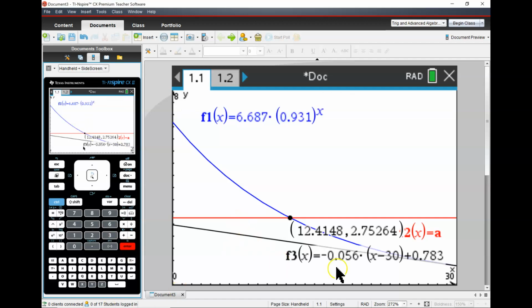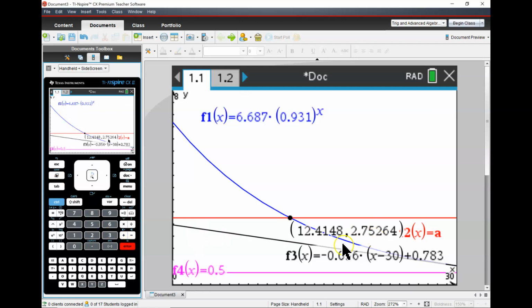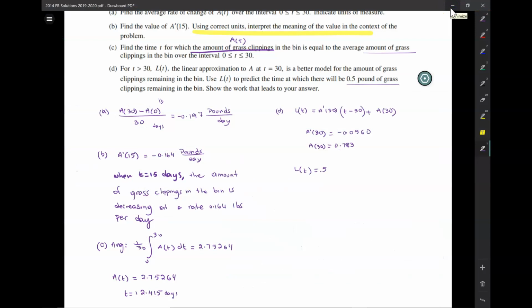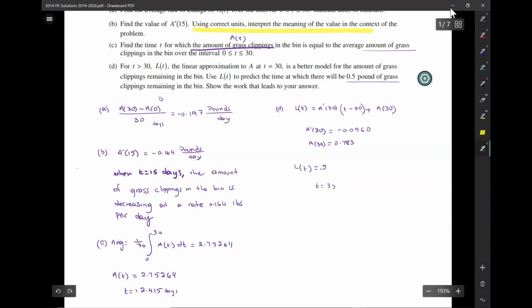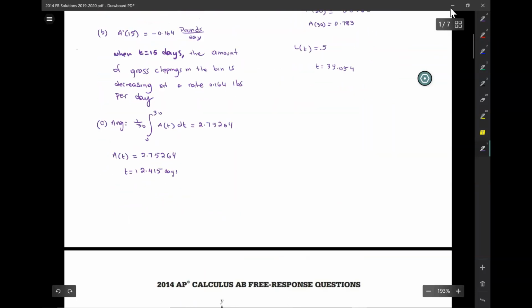That's that linear approximation. And then you want to see when that equals 0.5. So you could do another graph and do 0.5 and see where they intersect, whatever is comfortable for you. There are many, many different ways of doing this. The t value is 35.05. That's not enough decimals. 0.54. But I did try it with my calculator and it does work to do it that way.